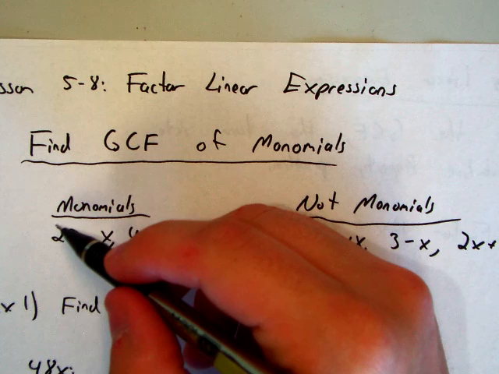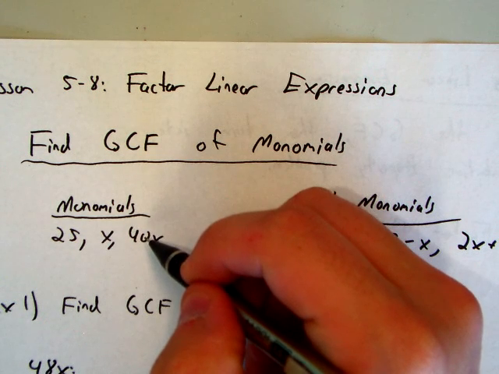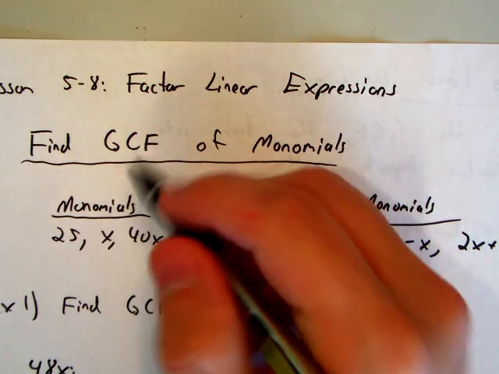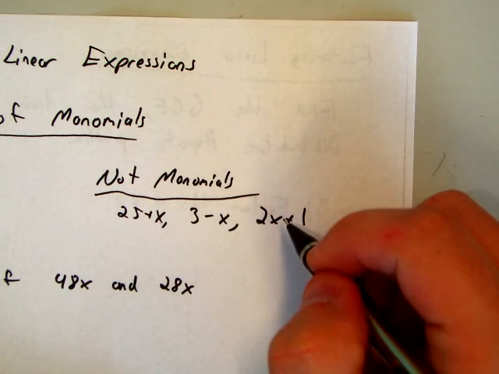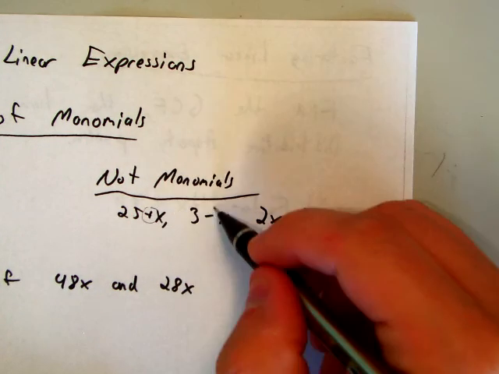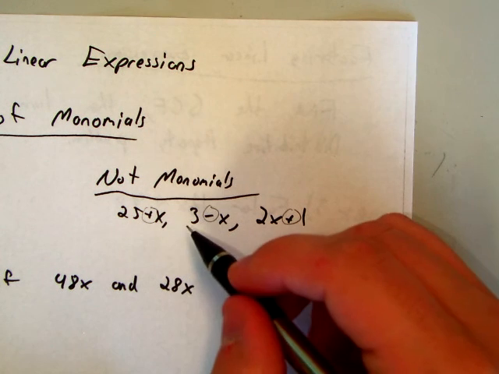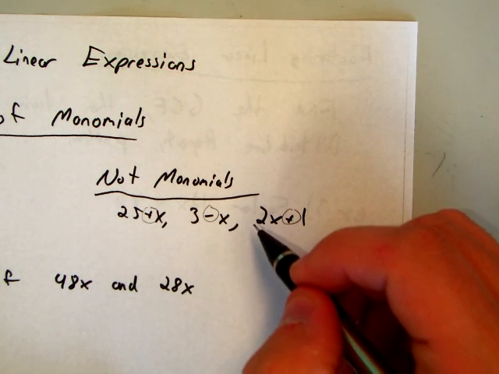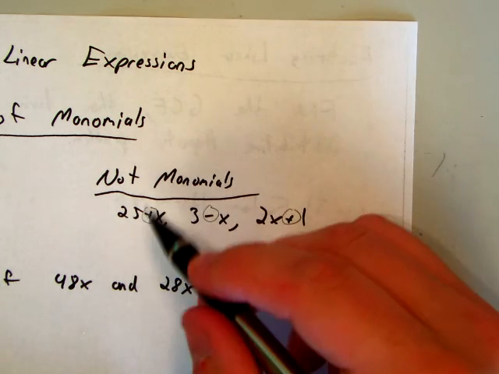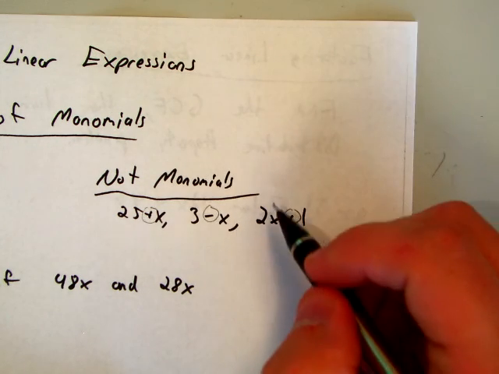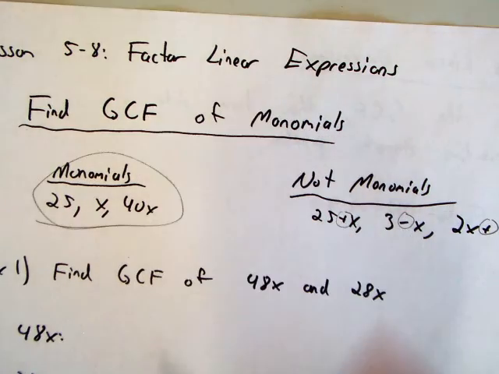So monomials are single-term expressions. Mono means one. If something has more than one term, remember terms are separated by an addition or subtraction sign. So this one has two terms, two terms, two terms. This is not a monomial. This one is not, and this one is not, because there are two terms where monomials have only one term.